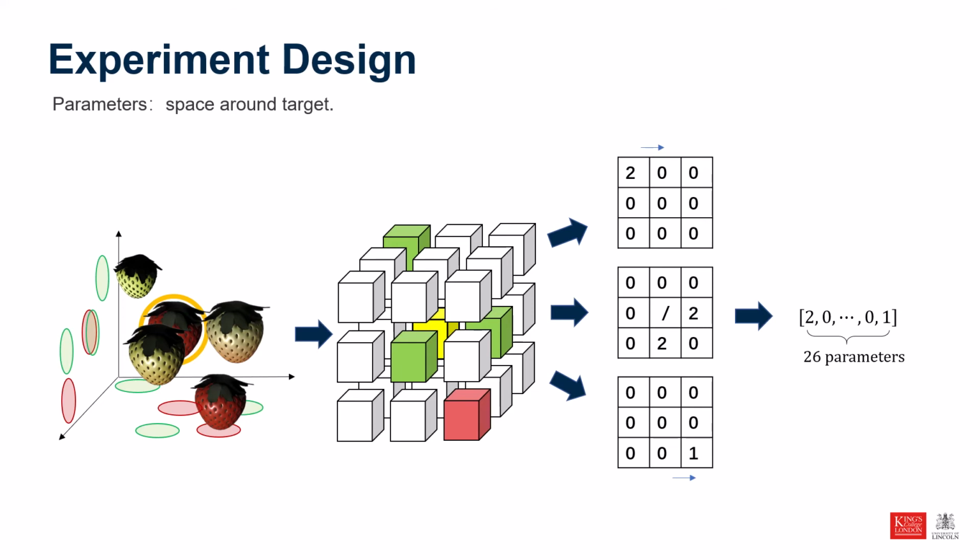So here in this example, if a cuboid contains a red strawberry, it's recorded as 1. If there is a green or rotten strawberry contained by the cuboid, it will be recorded as 2. You can see the numbers here.